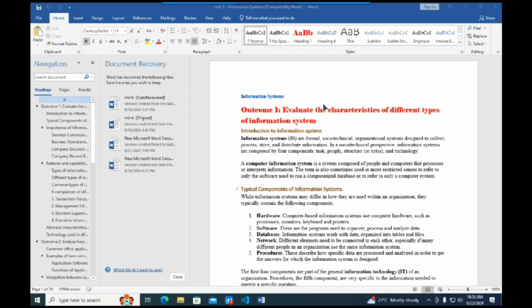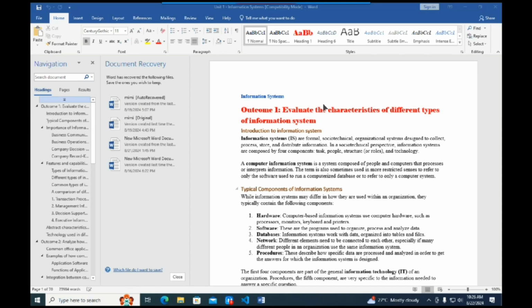Number two, they are socio-technical. By socio-technical simply means that they have components in them that include the task, the people, the structure, and even the technology. So that's what we mean by socio-technical. Then they are organizational systems. In other words, they are designed to meet or to be used at an organizational level.